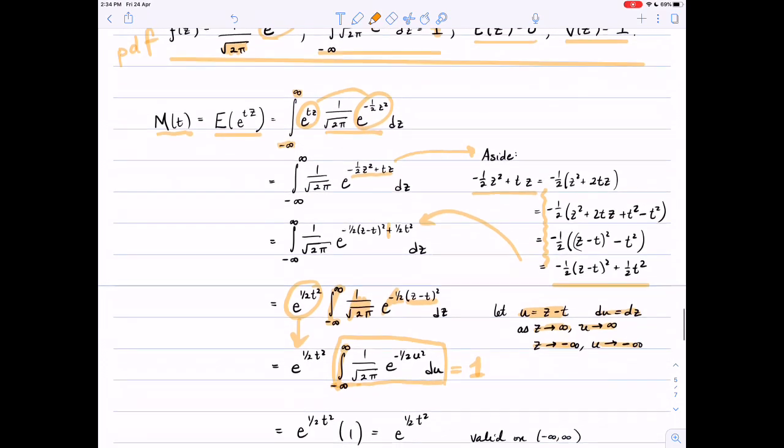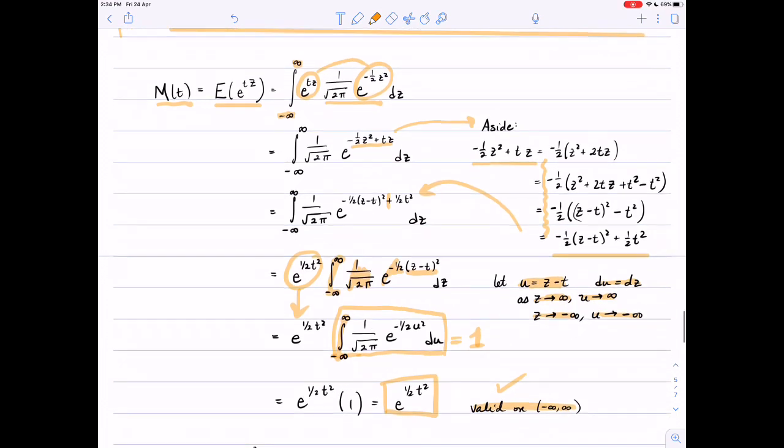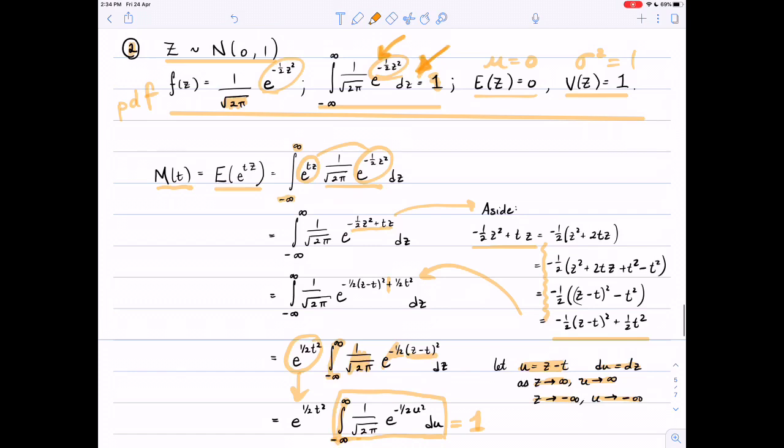So we have e to the 1/2 t squared times 1, or e to the 1/2 t squared. There is the moment generating function for a standard normal random variable that is valid on the entire real line, and so on an interval containing 0, and this is a valid moment generating function. So we know that this gives the mean and the variance here.